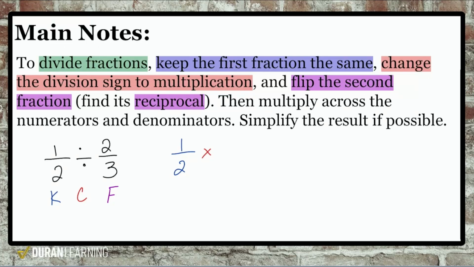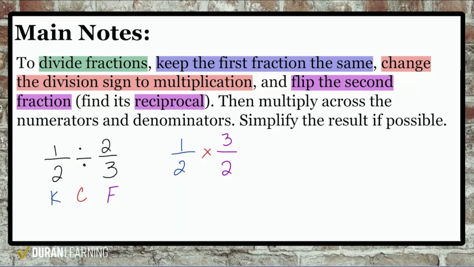The second fraction, instead of 2/3, we'll have 3/2. So instead of KFC, which is the famous establishment that most of us grew up on, we are going to be thinking KCF. All right, KCF: keep, change, flip. So again, keep the first fraction the same, change from division to multiplication, and then flip from 2/3 to 3/2. Follow that order, and you are good.